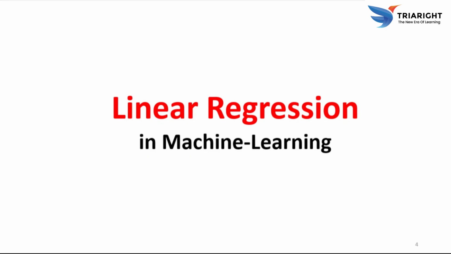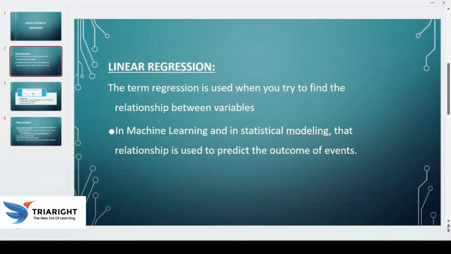In data science, linear regression is a fundamental technique, and in machine learning it is used to model the relationship between a dependent variable, the target, and one or more independent variables, the predictors. The term regression is used when you try to find the relationship between variables in machine learning and statistical modeling. That relationship is used to predict the outcome of an event.